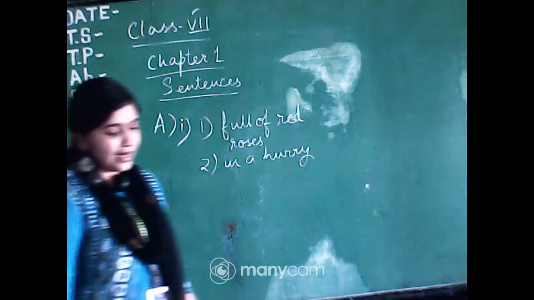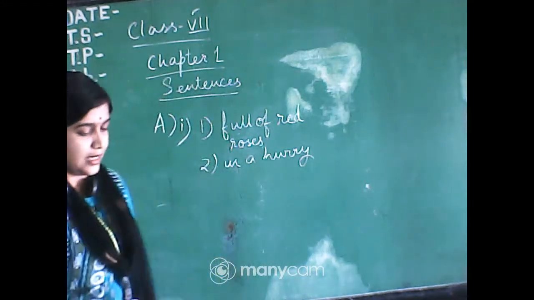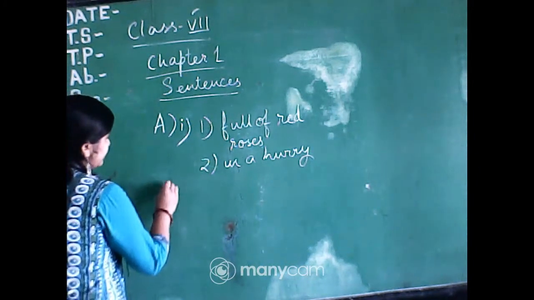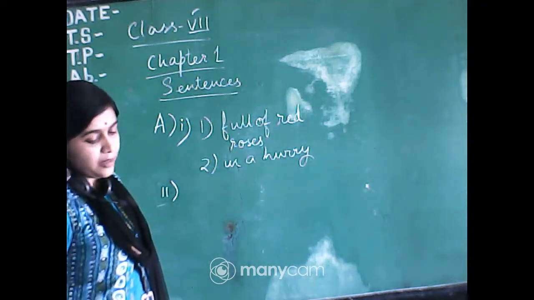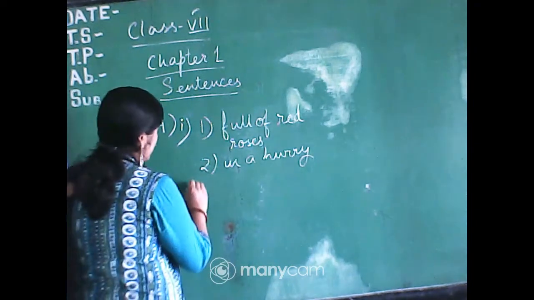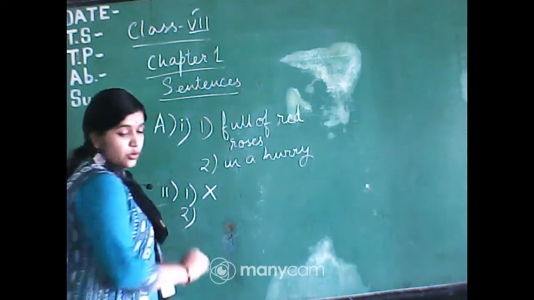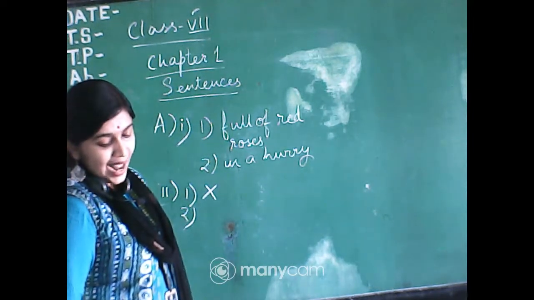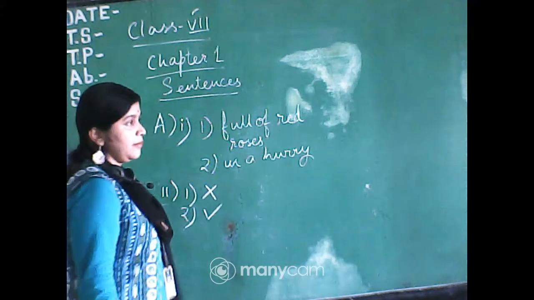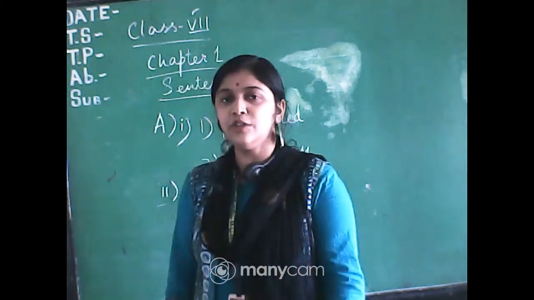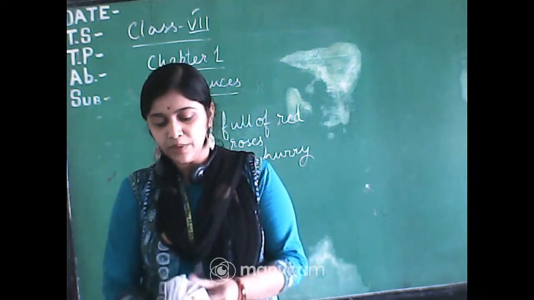Now, come to the second question. Tick the group of words that are sentences. It's very easy. Let's do the first two. The first one is will not be. Will not be is not a sentence, so you will put a cross mark. And number 2, I am very glad that you came is a proper sentence, so you will put a tick mark. Like that, you will put a tick mark and a cross mark in these sentences. You don't have to write it in copy.